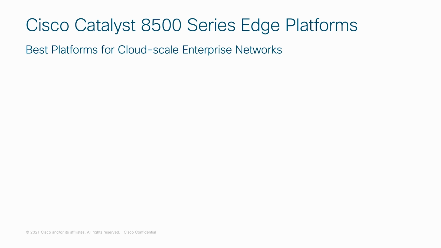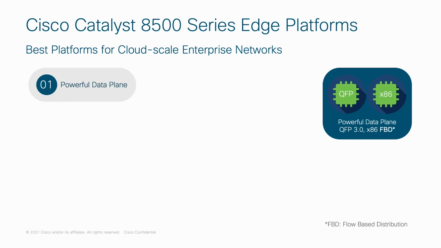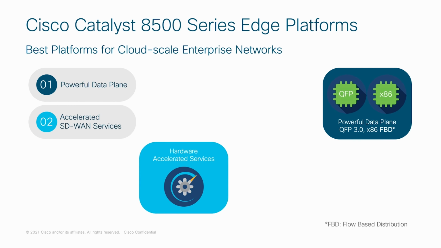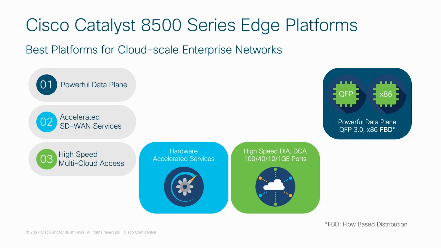We looked at the user-centric design aspects of the Catalyst 8500 Series H platforms. I wanted to close with why these platforms are best for cloud-scale enterprise WAN aggregation. Firstly, they are driven by a powerful data plane in the form of the Quantum Flow Processor or x86 driven advanced flow-based distribution. The second important innovation is the data plane forwarding at the hardware and software levels, which enables us to deliver accelerated services and better processing speeds for the features being used. Third, the port flexibility and high-speed connectivity options make them perfect for high-speed multi-cloud access.